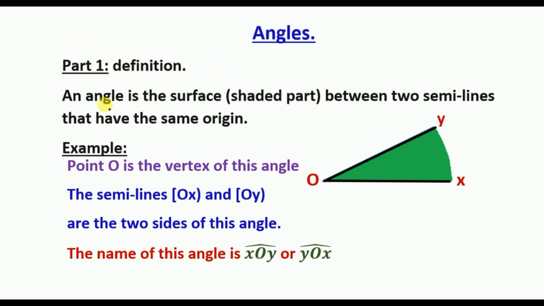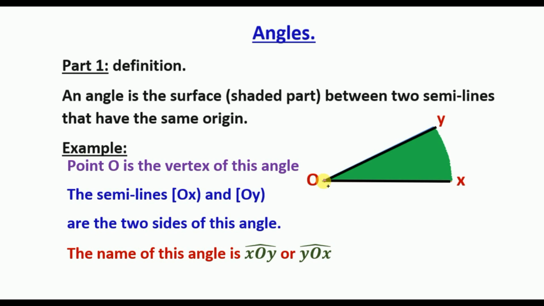What's an angle? An angle is the surface or shaded part between two semilines that have the same origin. Here in this example, we have the two semilines OX and OY. A semiline starts from a point, it has a point of beginning and it's unlimited from the other side. The surface that is here colored in green between these two semilines is in fact the angle.